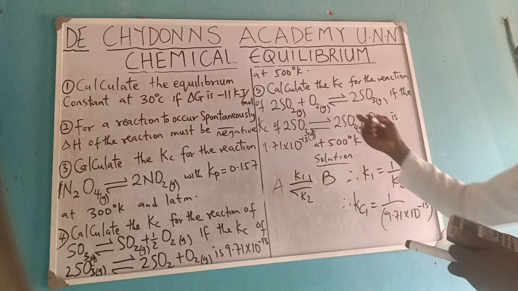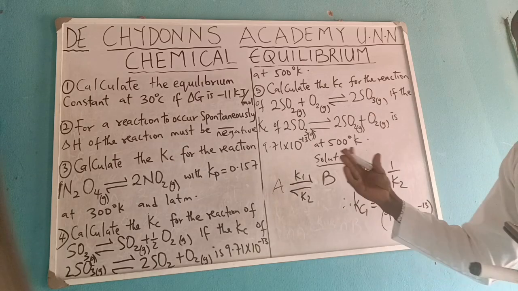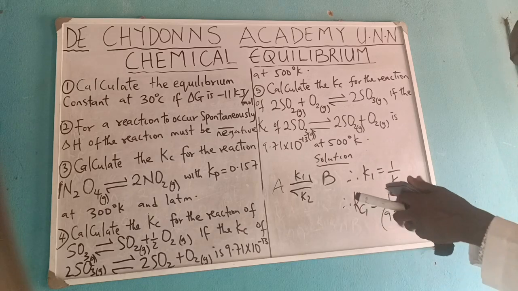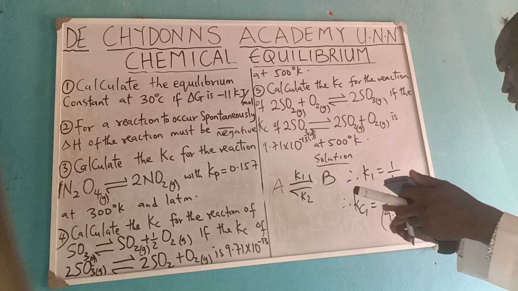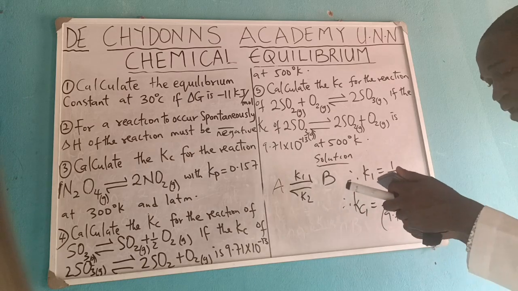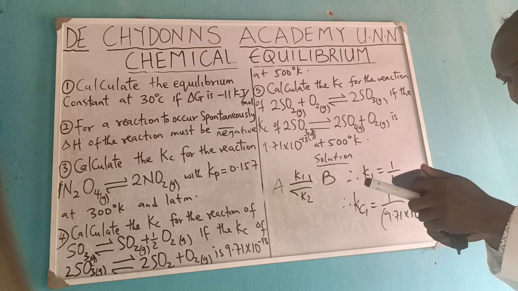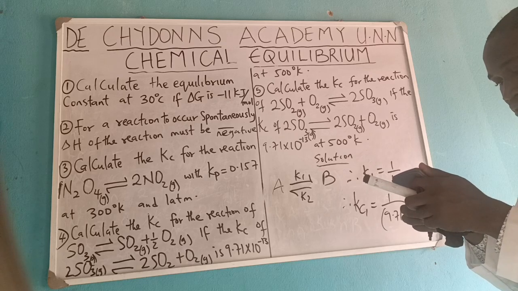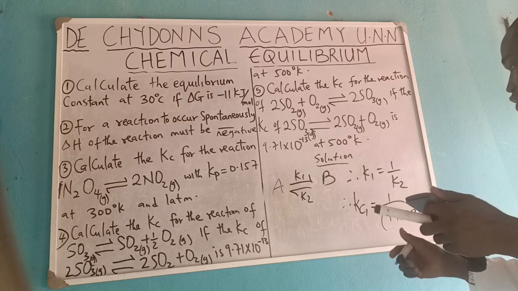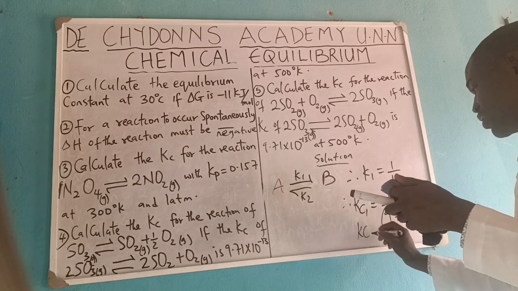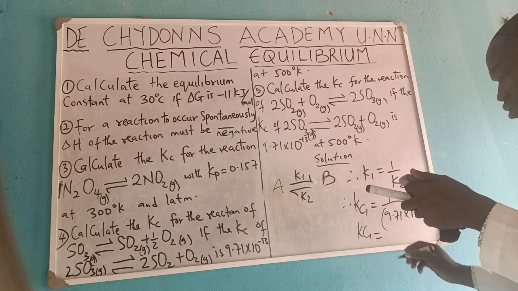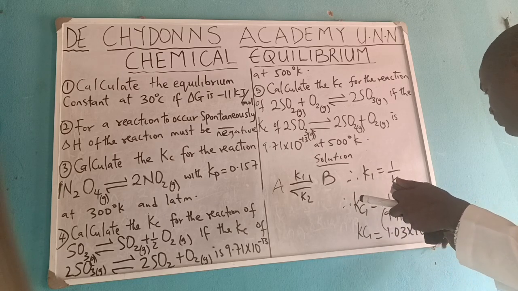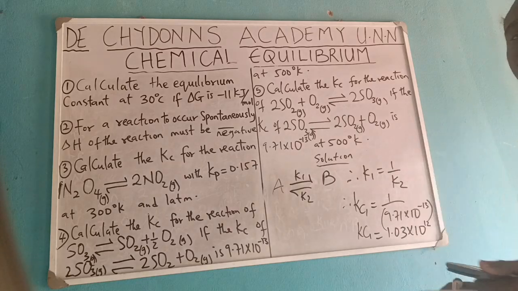Once I compute this, I am done with this. That is why if you understand these principles very well, you will not be wasting your time to solve a question. Let's see. 1 divided by bracket 9.71 times 10 raised to the power of minus 13. So that will be giving us Kc1 equals 1.03 times 10 raised to the power of 12. That becomes the answer.